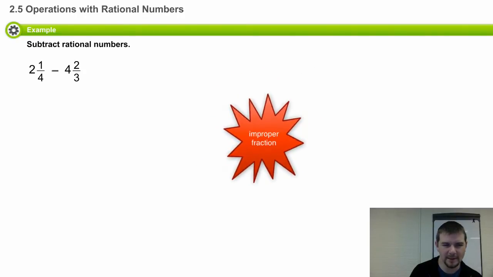So recall the process for that will be 4, our denominator, times 2, our whole number, plus 1. 4 times 2 plus 1 is 9, and 9 will go over our original denominator of 4. So 2 1/4 can be converted to 9/4. Same number, just looks different. 9/4 minus, performing the same process on 4 2/3, 14/3.